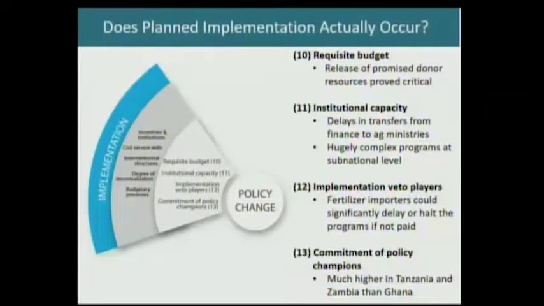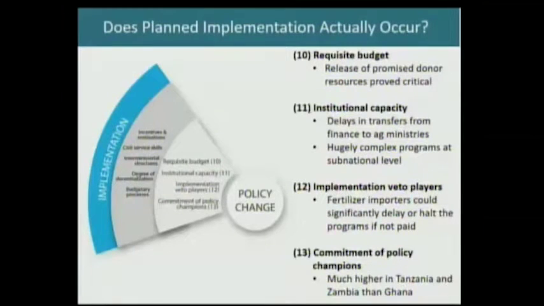Institutional capacity, though, was where we really saw a lot of the problems. Seeing just the lack of coordination between finance and agricultural ministries, and so having delays in disbursements from finance to agriculture, which then leads to delays in disbursements to importers, fertilizer importers, and affects the implementation of the whole program. These are also often complex programs at the subnational level where you already have quite weak capacity. So working with district or ward or village authorities or cooperatives that are already lacking in capacity.